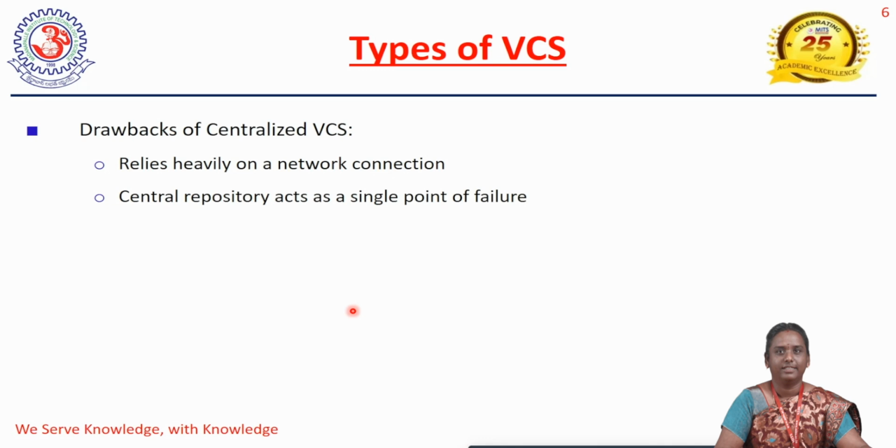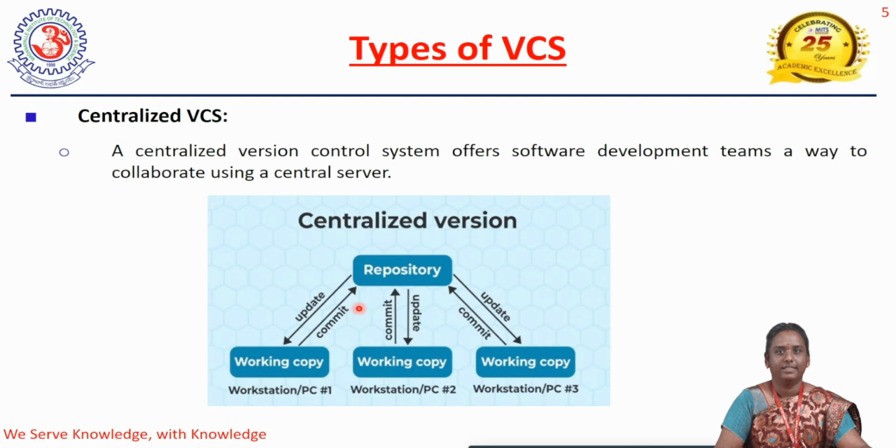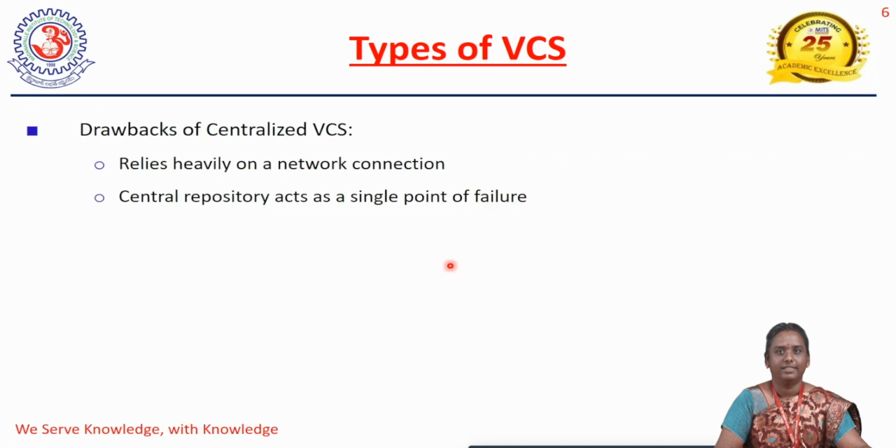And then the second drawback is that the central repository acts as a single point of failure, which means if there is only one copy of the code in the central repository and that itself fails because of some unavoidable situation, then the data cannot be recovered. So the project completely relies on this central repository. Those are the two main drawbacks of this centralized version control system.